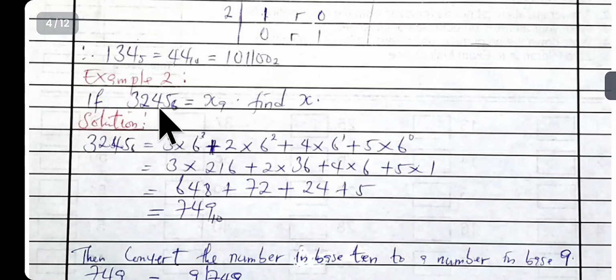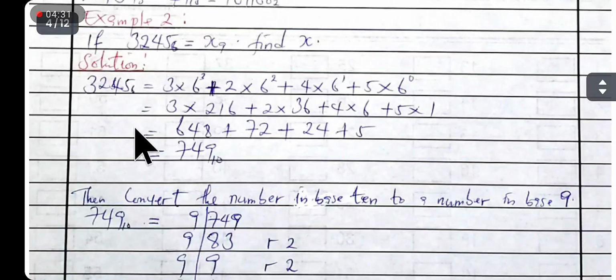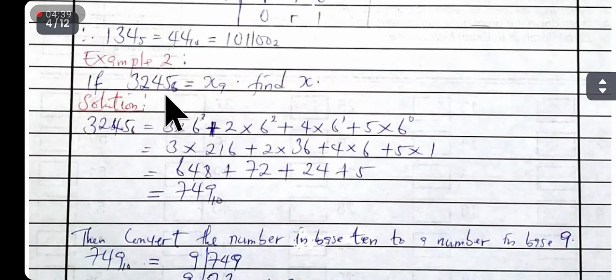If 2345 in base 6 is equal to x in base 9, find the value of x. If you have this kind of problem, how do you find the value of x? You discover that you need to convert this to base 10. Remember, there is no way you can treat these two numbers together except they are in the same base. So we have to convert this base 6 number to base 9. By the time we convert to base 9, we can say x in base 9 is equal to the value that this number gives us in base 9.